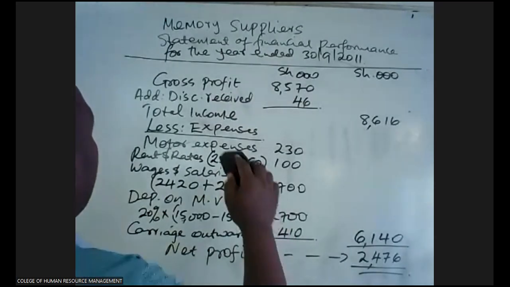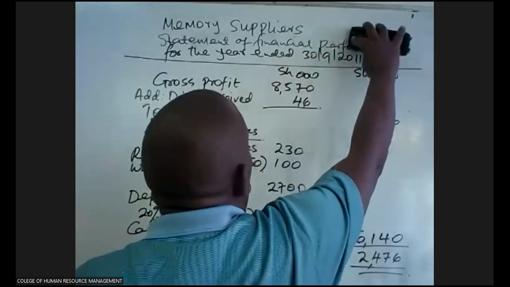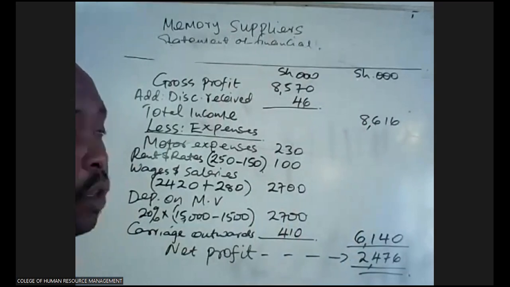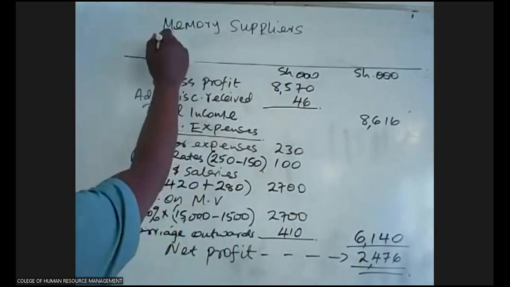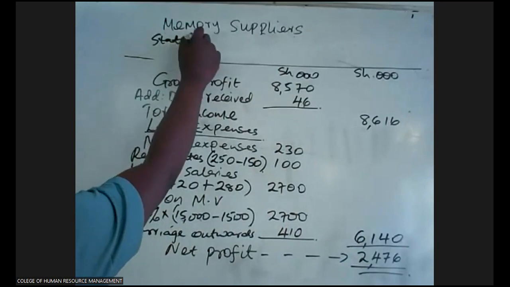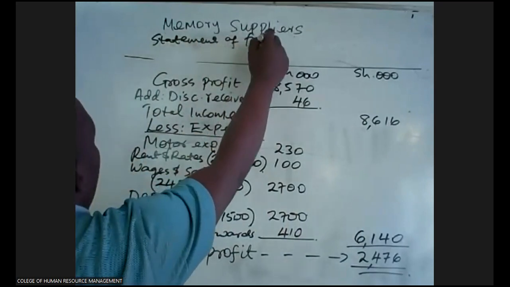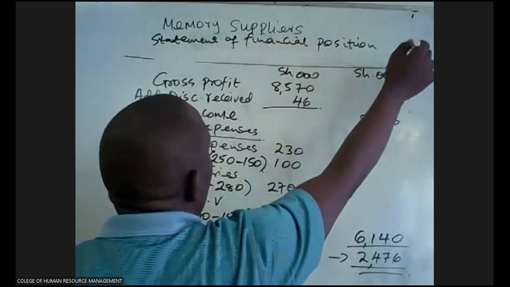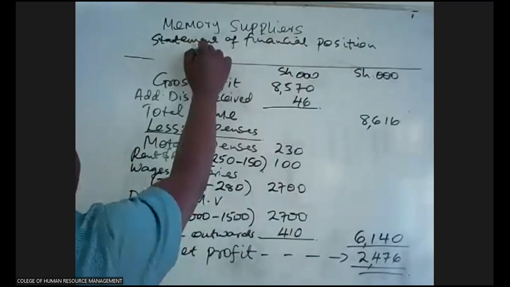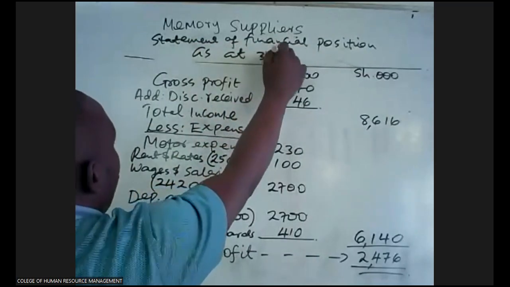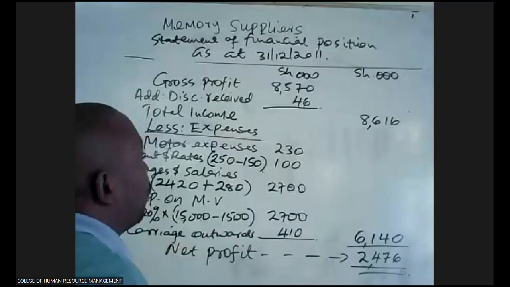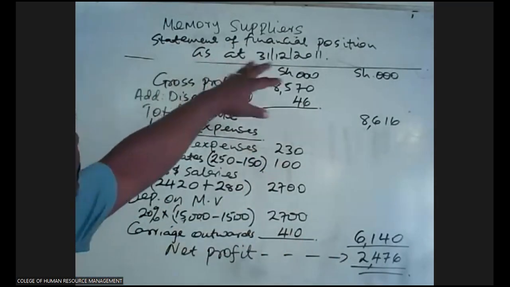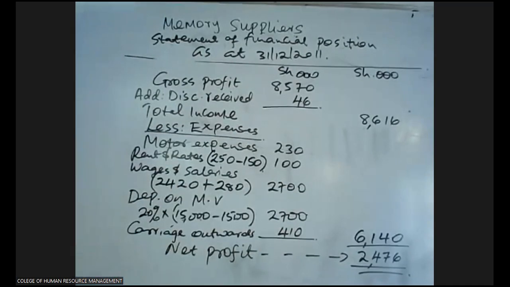So what will change here is the statement of financial position. This one now will be the statement of financial position. Then we use 'as at' the 1st of December 2011. That is the difference. The other one we say 'for the year ended'. This one we say 'as at' the date provided.